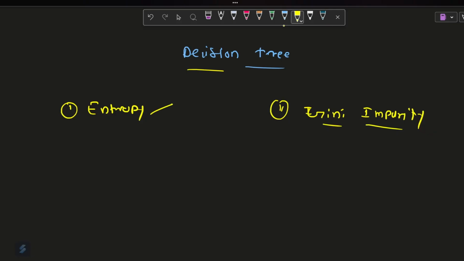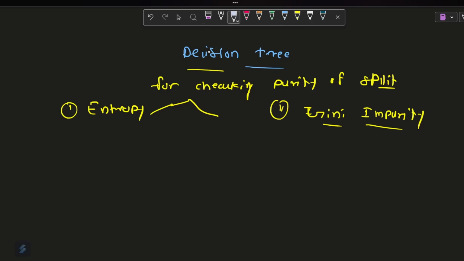Basically, both of these are useful for checking the purity of a state, right? This is used for checking the purity of a state. Similarly, we will understand the concepts one by one. So first we are going with entropy.